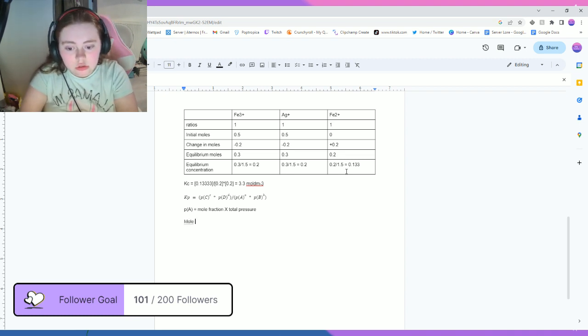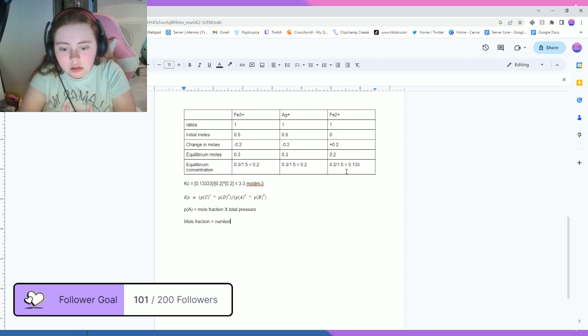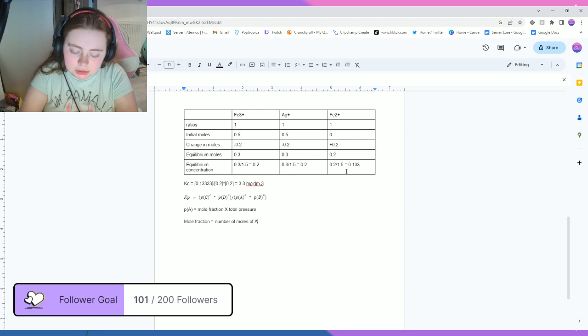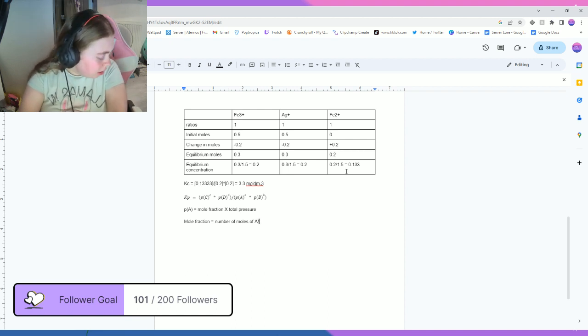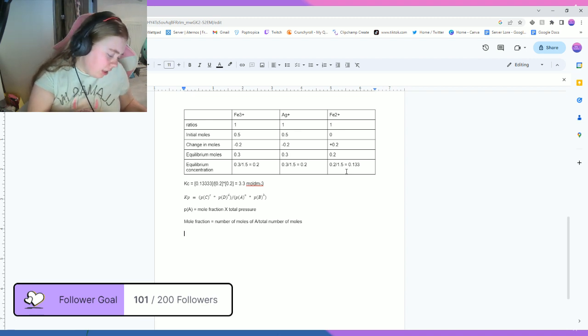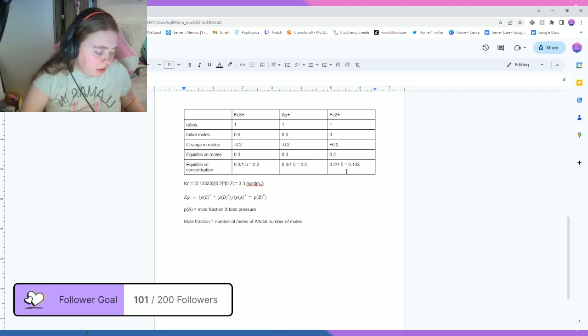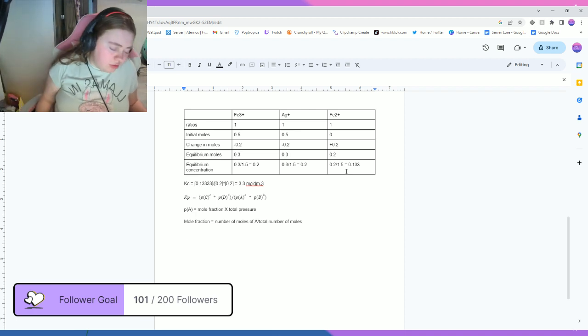To work the mole fraction out, you need the number of moles of a specific compound over the total number of moles in the entire equation. So actually I'm going to talk through one worked example. Let's see.